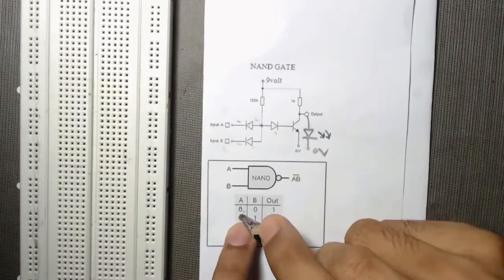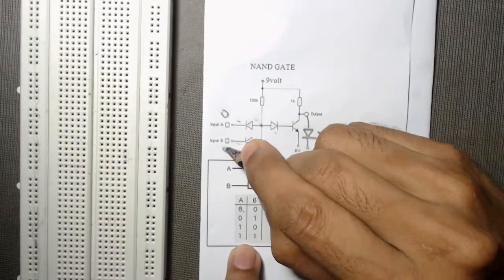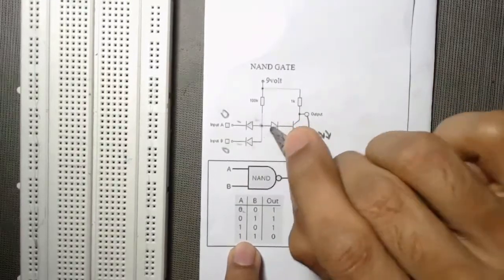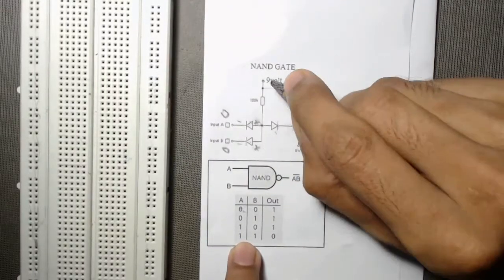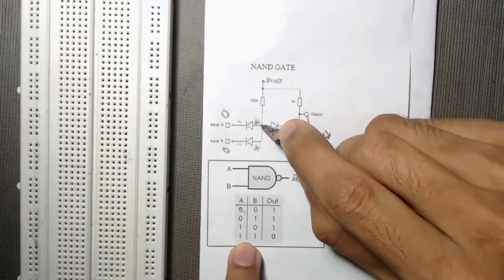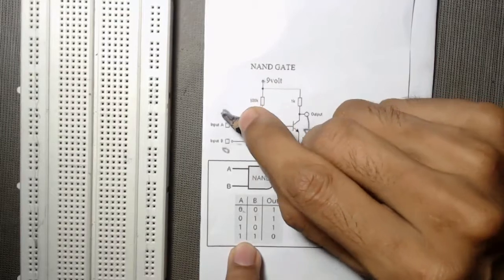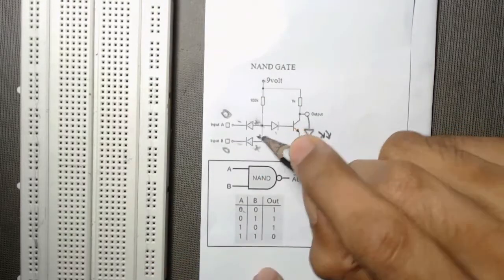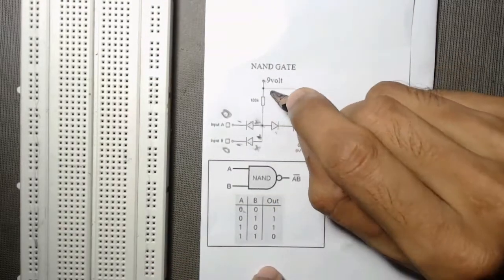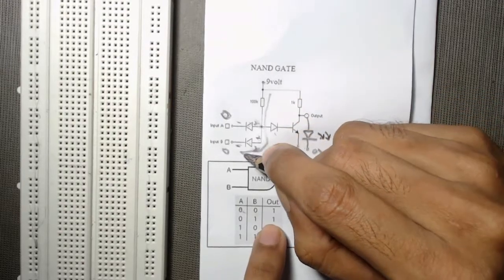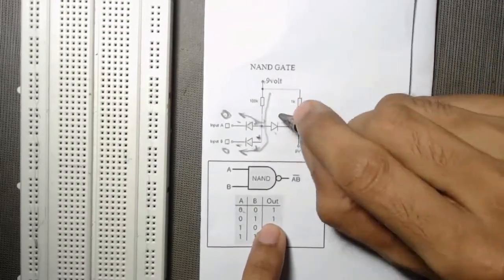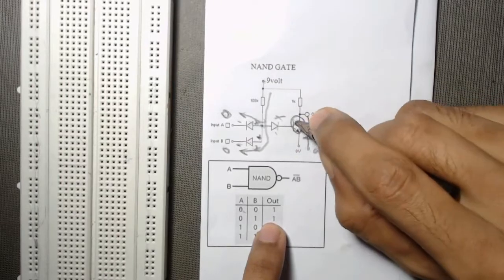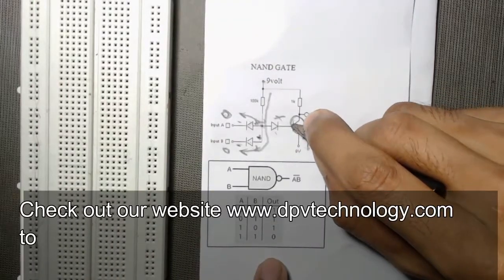So from the truth table we can see when we apply 0 at terminal A and 0 at terminal B, in this case we can see these two diodes are in forward bias because the positive side of the diode is connected to the positive terminal of the battery and we have applied 0 at the negative terminal. So this side, that means positive side of the diodes, has higher potential than the negative side of the diodes. So current coming from this path will flow through these diodes. So there will be no current flowing through this diode in this case. That's why the base of the transistor will not get voltage.